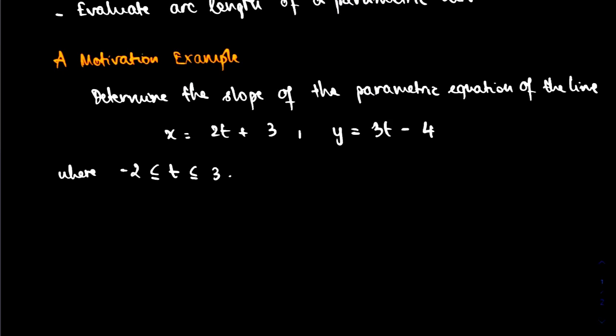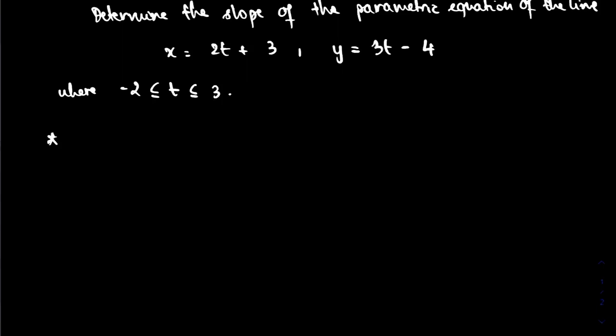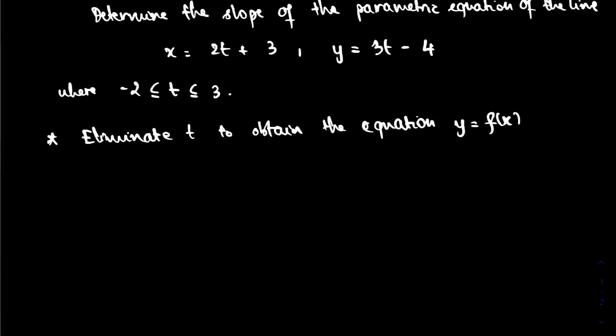If we can turn these parametric equations into the form y equal to f of x, we can find the slope of the line. And you know how to find the slope of the line given y equal to f of x, right? So first things first: eliminate t to obtain the equation y equal to f of x. If you want to be more specific, we can say the equation of the line, y equal to mx plus b, because with the knowledge that we have at this point, this represents the equation of a line.